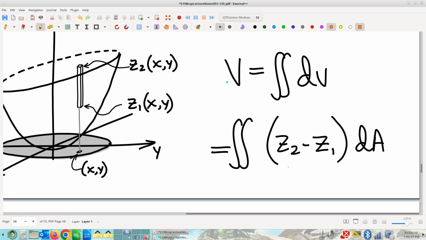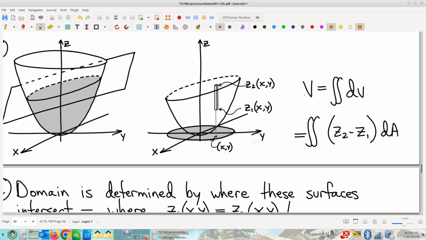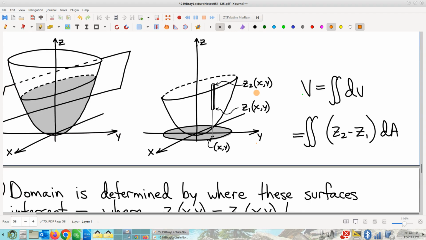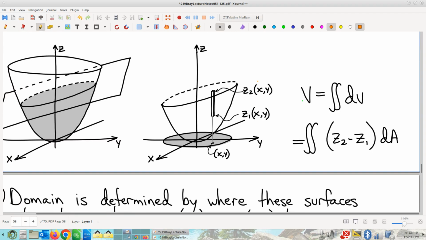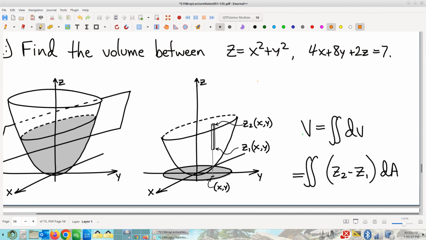Okay, so next thing to talk about is how do we actually get our hands on what that domain actually is? And this is again a little bit tricky. It's all well and good to say it's that shadow. There it is, that shadow. How do we find that shadow? I need algebra, not words, to describe this domain. Okay, here's how we're going to do it.